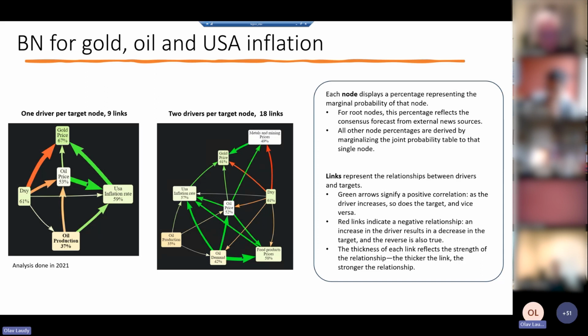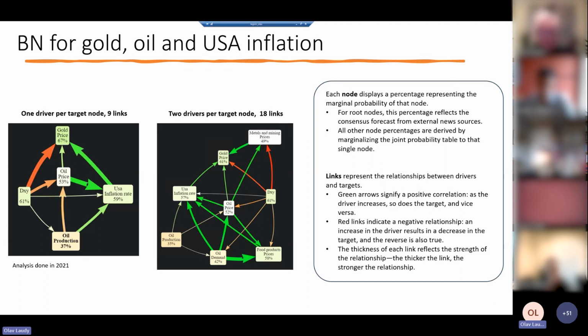The nodes show percentages, and these are the marginal probabilities computed from the joint probability table. In case a node is a root node, such as DXY, the strength of the US dollar, the percentage is the value of the collective forecast, as explained in the previous slide. Furthermore, you see green and red arrows. Green arrows indicate a positive relationship, and red indicates a negative relationship. The strength of the relationship is both shown in the thickness of the arrow as well as the intensity of the color.